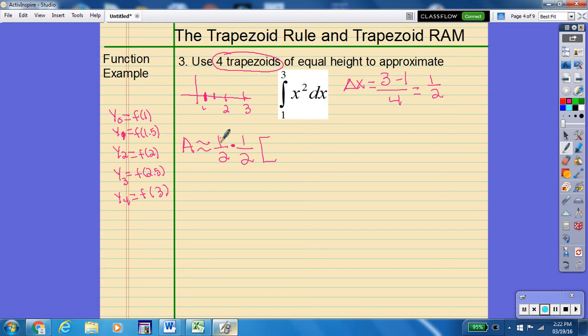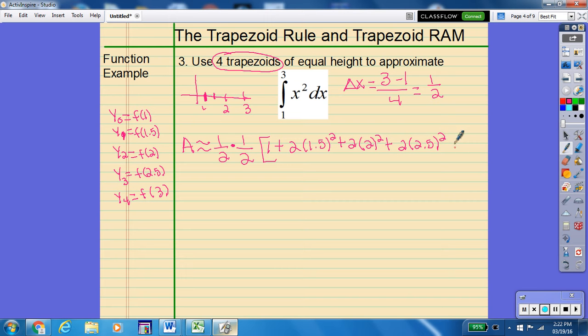So our formula says take 1/2, multiply it by the height, in this case delta x is 1/2. And the first y value is going to be f of 1. F of 1 is just 1, 1 squared is 1. Plus 2, remember the formula, all of the bases inside get multiplied by 2. So it's going to be 2 times 1.5 squared, plus 2 times 2 squared, plus 2 times 2.5 squared.